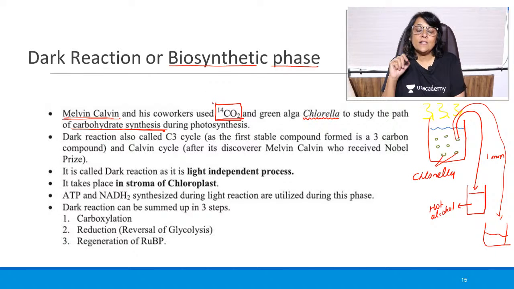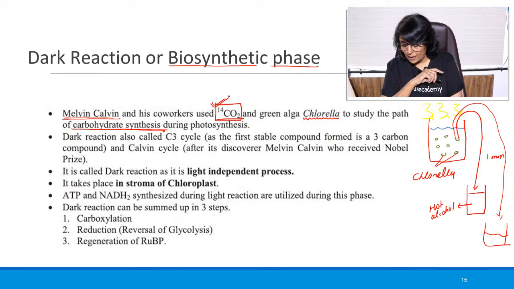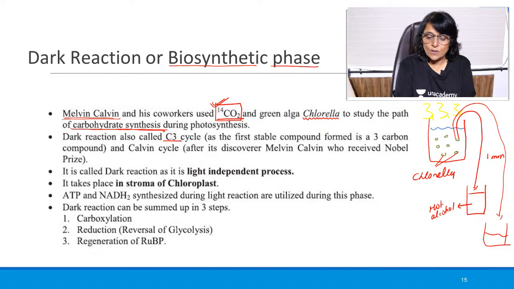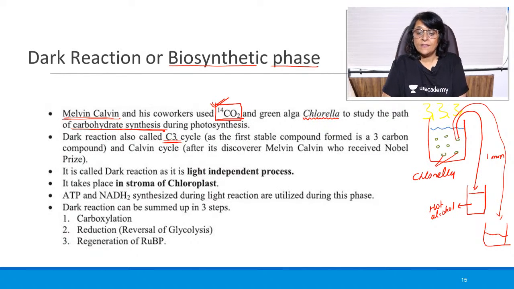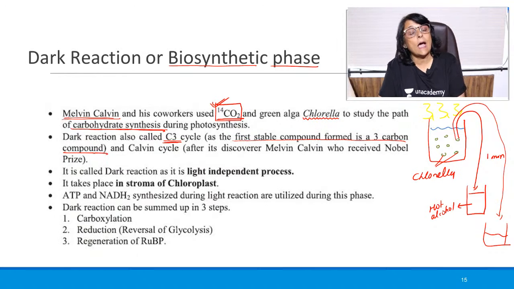See, if a carbon compound is formed, then you need to know which new carbon compound is formed. So how are you going to trace or track that? You take C14. So this is how it was actually calculated. Dark reaction is known as C3 cycle. The reason is the first stable compound formed is a 3-carbon compound. And how do we know? Exactly the same method by which Kelvin found it out.